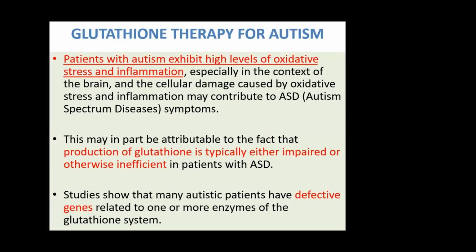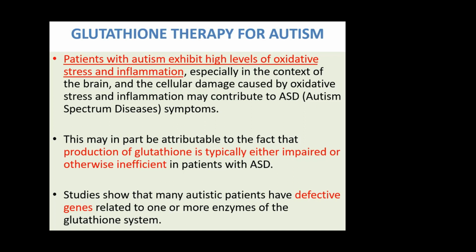And what we know so far is that patients with autism exhibit high levels of oxidative stress and inflammation. Okay, especially in the context of the brain, and the cellular damage caused by oxidative stress and inflammation may contribute to ASD. Right, this may be in part attributable to the fact that production of glutathione is typically either impaired or otherwise inefficient in patients with ASD.